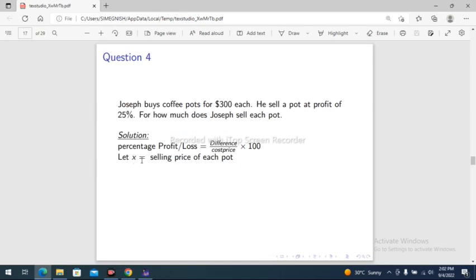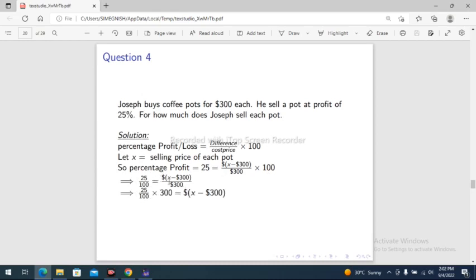So let's say X is the selling price of each pot. Then the percentage profit is 25. So we just substitute here: this is the selling price minus the cost price, divided by the cost price, multiplied by 100. Then if you divide both sides by 100 and cross-multiply, you get 25 over 100 times 300 equals X minus 300.